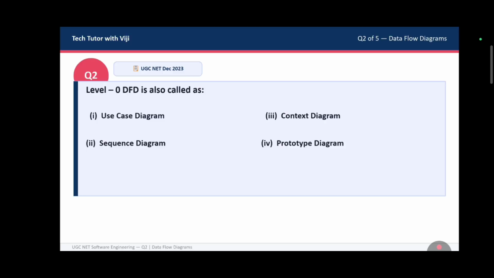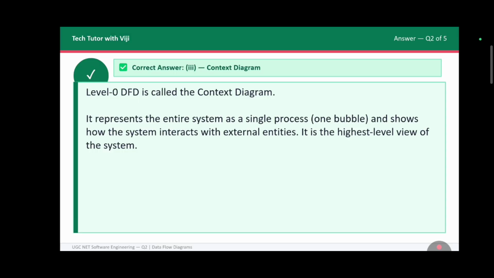The question says: level 0 DFD is also called as. Options are option 1 use case diagram, option 2 sequence diagram, option 3 context diagram, option 4 prototype diagram. Very easy and important question. Pause the video for 2 minutes and answer the question. The correct answer is option 3, context diagram.